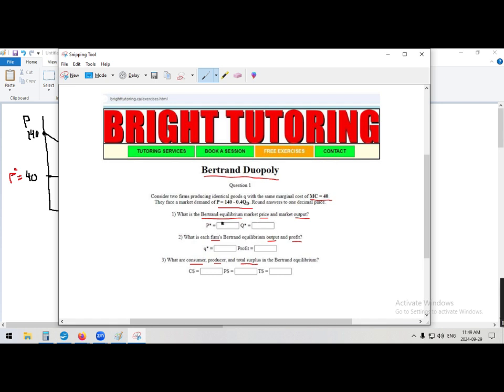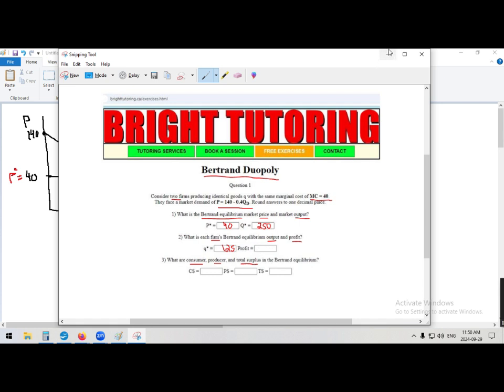So that's the first question. We have market price P 40, big quantity Q 250. And now that we have that figured out, we can figure out each firm's market quantity, which is pretty straightforward because we have two firms. So we can just half that. We have 125 for each firm, since it's a duopoly.